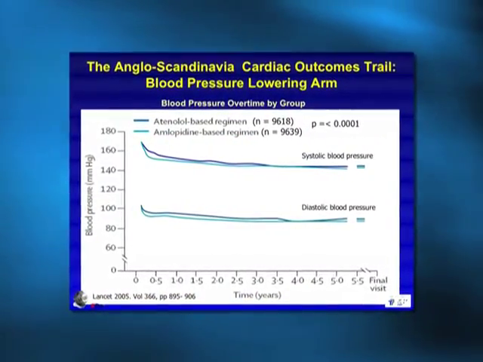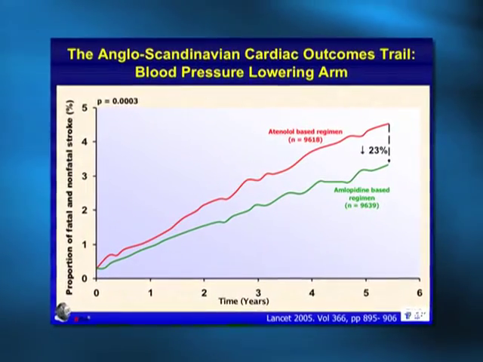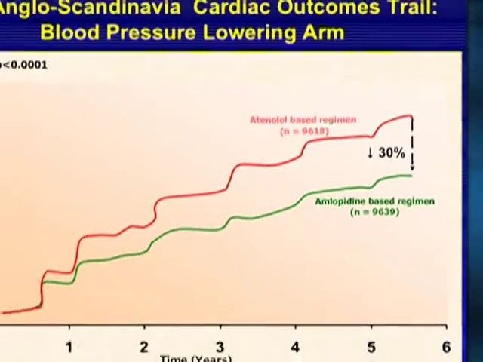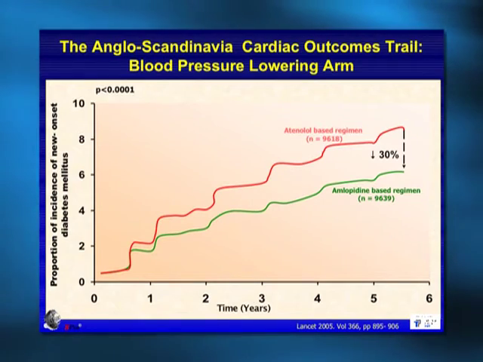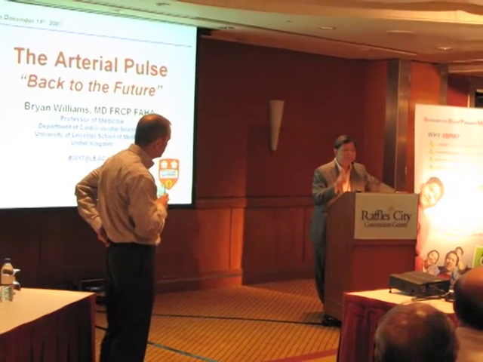But at the end of 5 years, the group that was treated with a certain drug called beta blockers had 23% more stroke and 30% more diabetics compared to the second group. There was nothing you could find to tell the two apart if you looked at the statistics on the surface, until Professor Brian Williams, who is the author of CAFE, showed this to be true. The central pressure is the one that you have to monitor, not the brachial pressure.